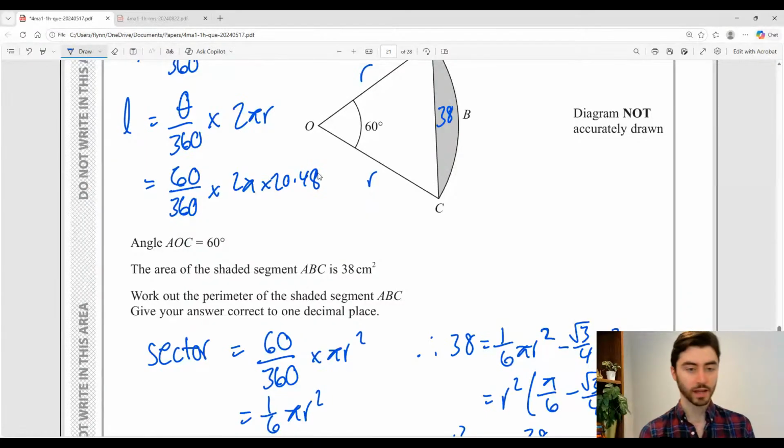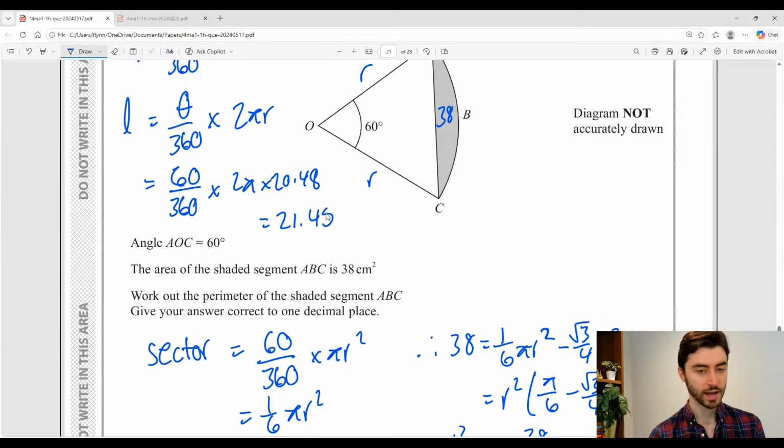And when I plug all that in, that times 2 pi times 60 over 360, I get that the curved length is equal to 21.45.